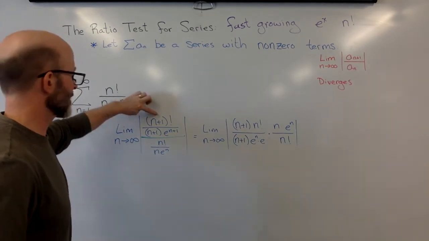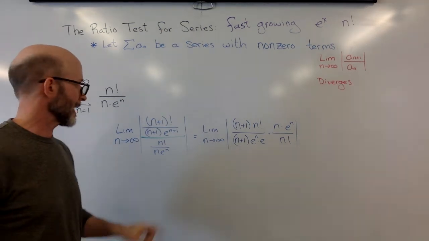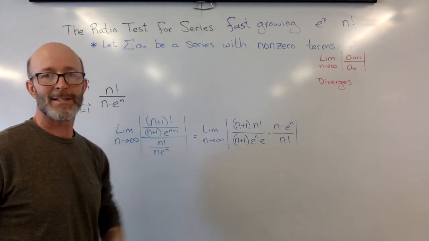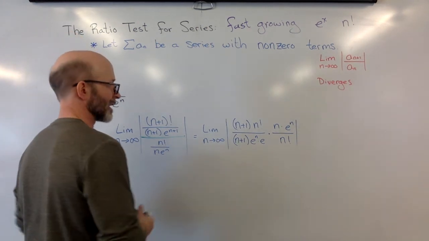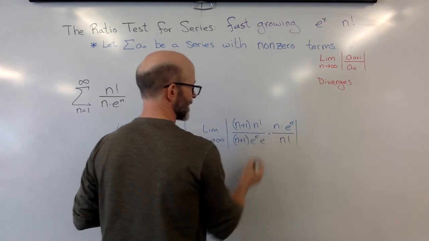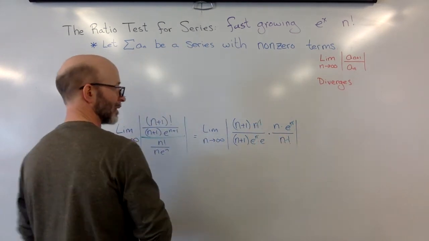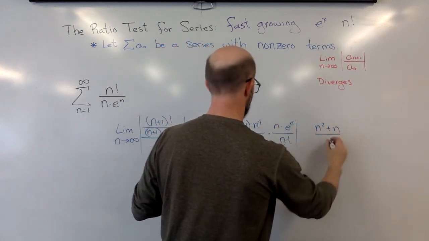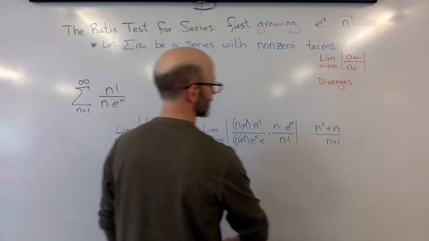Also, know the rules of factorials. If you add 1 on there, you can rewrite it. And the exponentials, e to the n plus 1, is the same as e to the n times e to the 1. Well, ladies and gentlemen, if you haven't figured it out on your own already, that's going to equal 1. We are left with, it looks like, n squared plus n over n plus 1. Oh, wait. Sorry, those cross out.